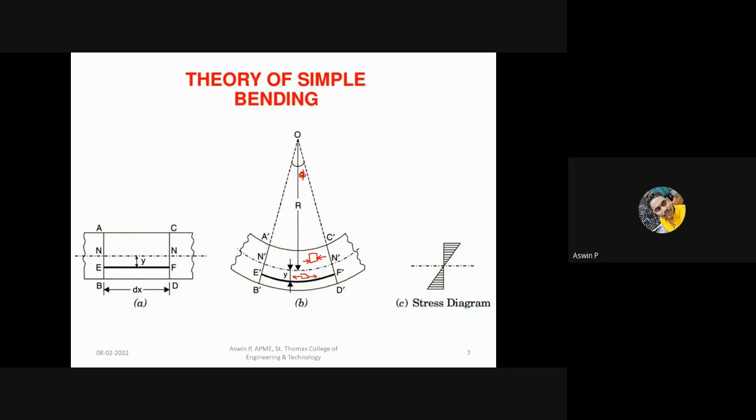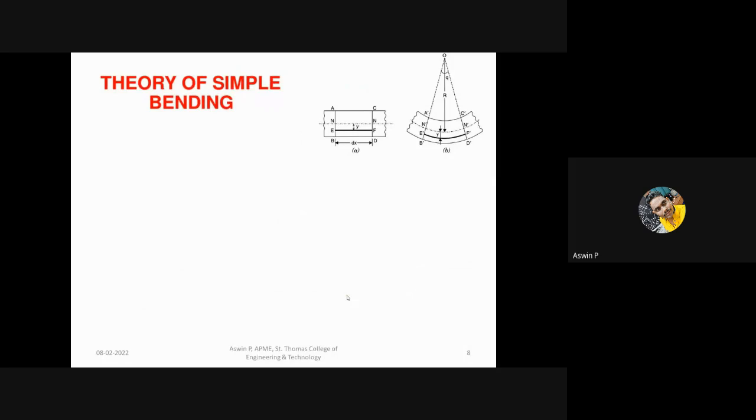And when you are looking at the figure, at the neutral axis the compression and tension will be 0. So at the neutral axis, the stress will be 0. So there is maximum compressive stress at the section A dash C dash and maximum tensile stress at the section B dash D dash. This is the basic equation. So now we are going to discuss how to derive this one. For that, you need to take into consideration the neutral axis.